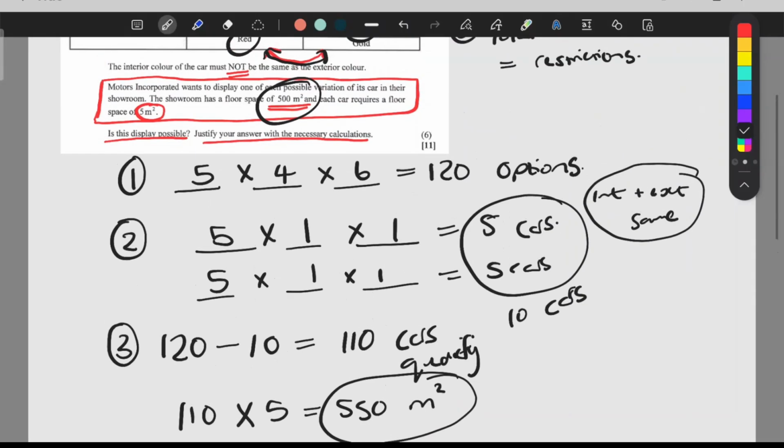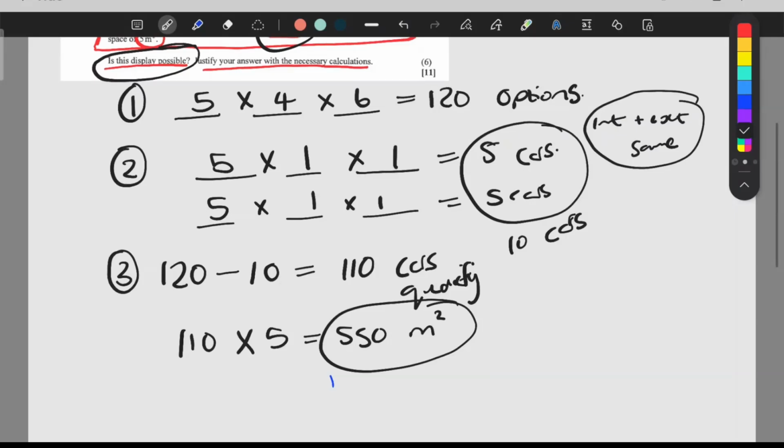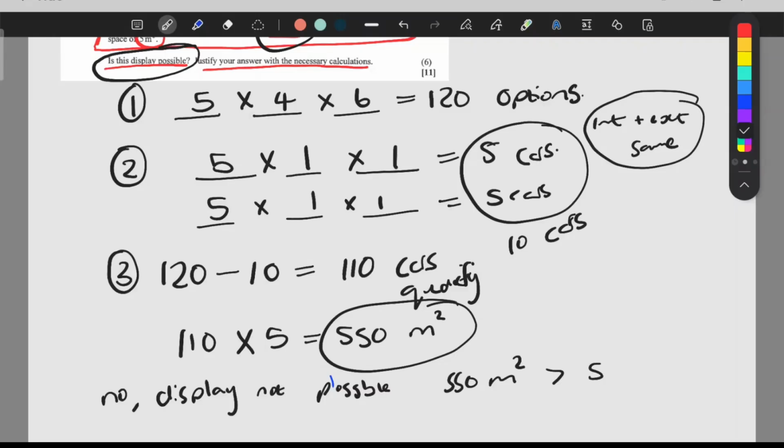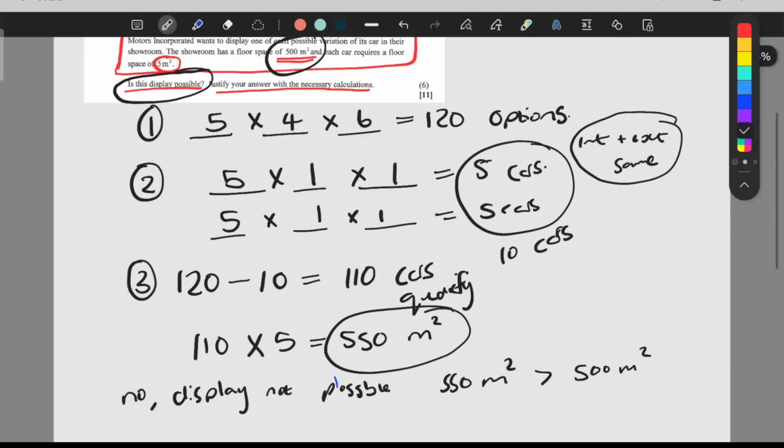What is the question again? Is the display possible? No, the display is not possible. Why? Because 550 square meters is greater than the floor space available. And that's how you do that question. Or that was one way of doing the question.